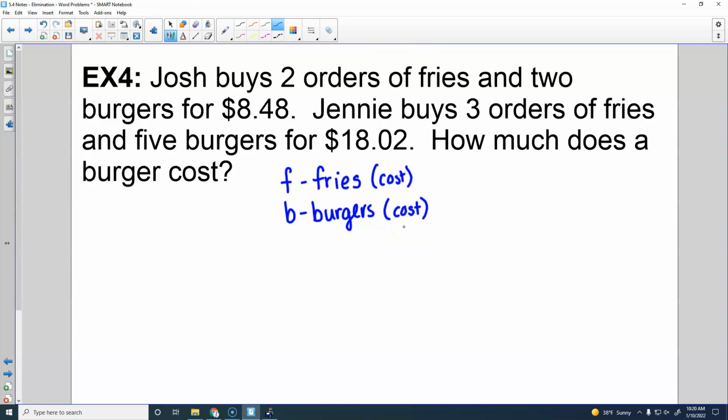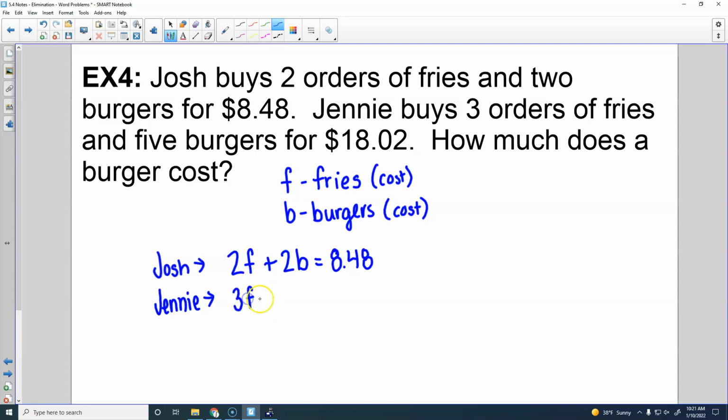Right. So for Josh, his equation would be 2F plus 2B. Right? If you're buying 2 fries and 2 burgers, you would do 2 times the cost of the fries plus 2 times the cost of the burgers, and that would give you your total, which is $8.48. And for Jenny, we have 3 orders of fries and 5 burgers for $18.02. So 3F plus 5B equals $18.02.